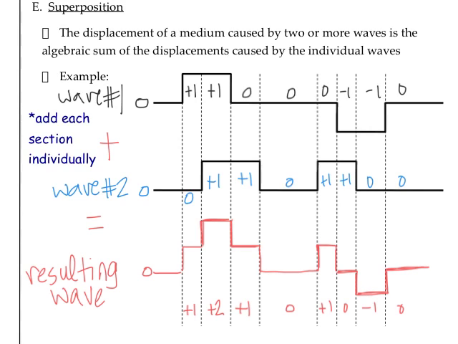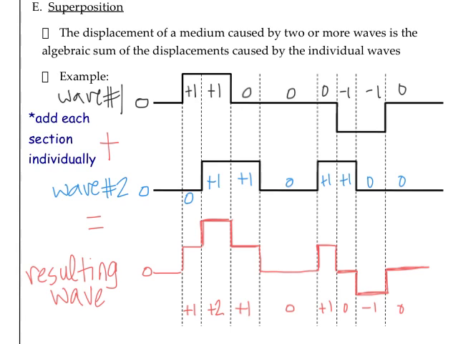I went ahead and labeled each of the amplitudes individually and added them together, and you should have come up with a shape that looks something like this. Now, one of the problems on your test is going to be to add two square waves together, and you will draw the resulting wave like this one.